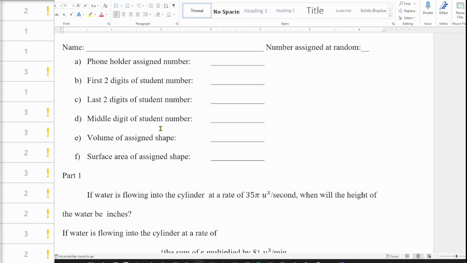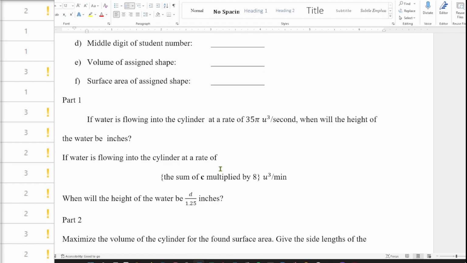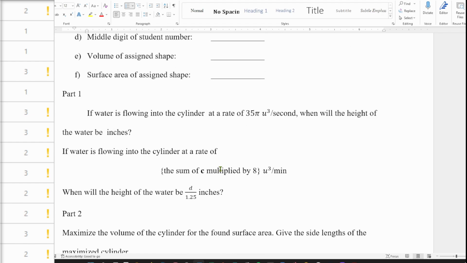And since I did say skip ahead to your part, I don't want to leave this out. If you're not sure what your phone holder assigned number is, look at the seating chart. If you're the first person on the seating chart, you're number 1. The second, you're number 2. If you're the third, you're the third, all the way down to the 15th person. And then for part 1, it says if water is flowing into the cylinder at a rate of 35 pi units cubed a second, when will the height of the water be 6 inches?